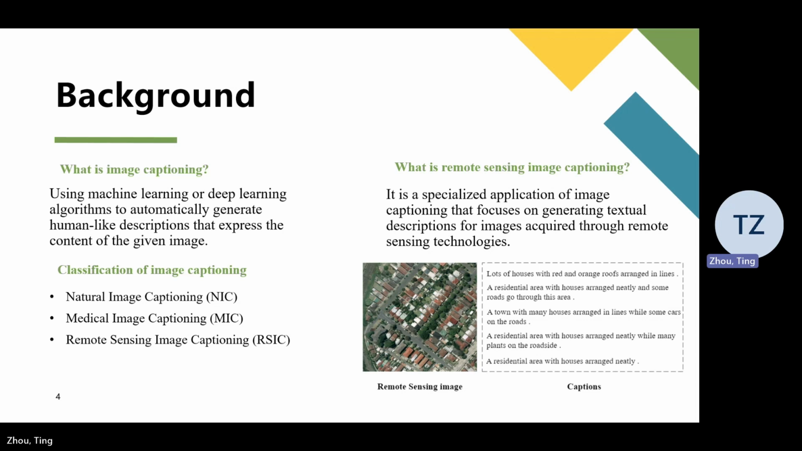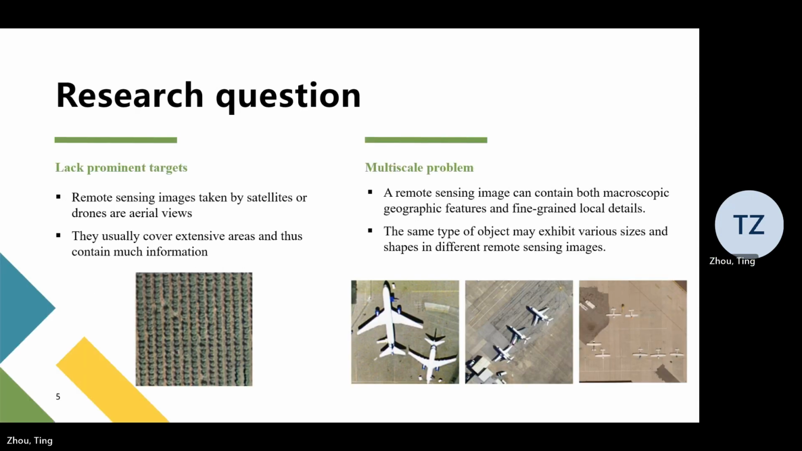We will do research on remote sensing image captioning, meaning that the images are acquired through remote sensing technologies. Here is an example of a remote sensing image. There are challenges for remote sensing images. First, remote sensing images taken by drones usually cover extensive areas. So these images contain much information and may lack main targets. Like the pictures of plants below, it's hard to determine which is the main target.